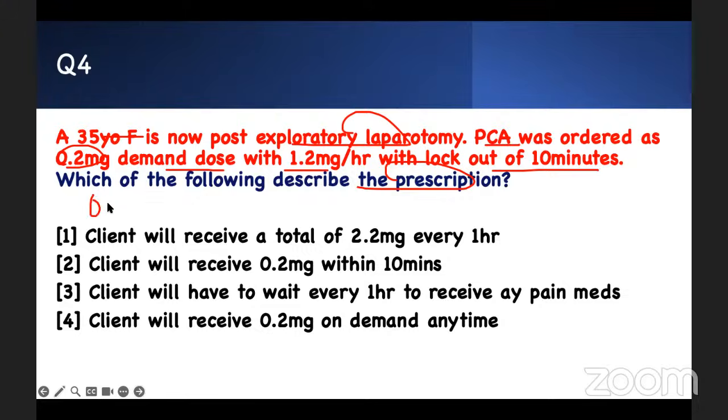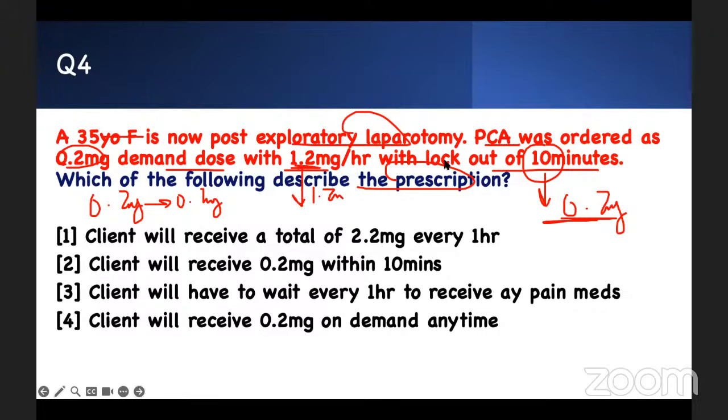When I give you 0.2 demand, that means every time you push, you're supposed to get 0.2. If it's within the 10 minutes, you can get only 0.2. If you push 50 times, you only get 0.2 in 10 minutes because there is a lock time. In an hour, you can get 1.2.